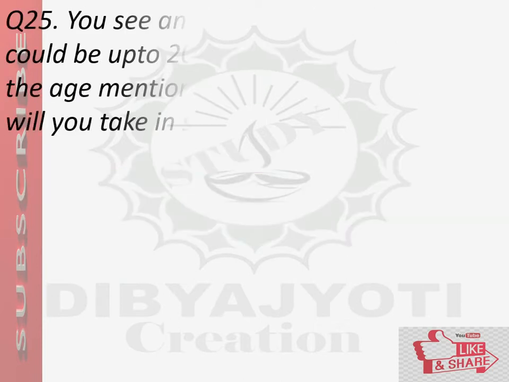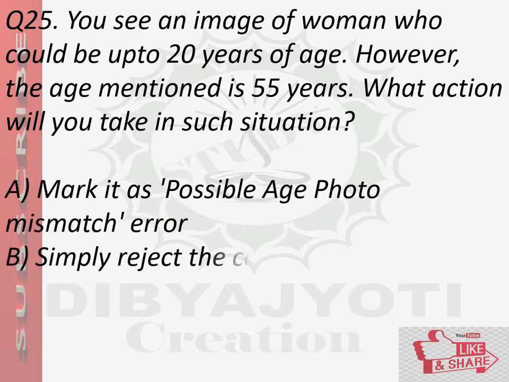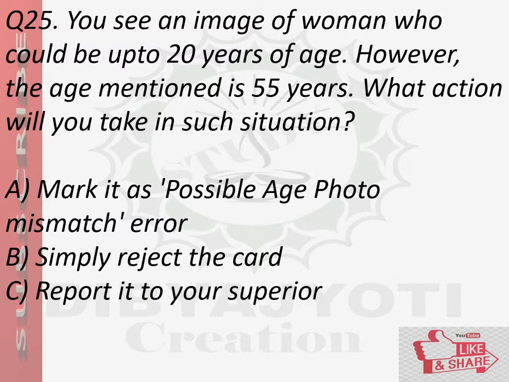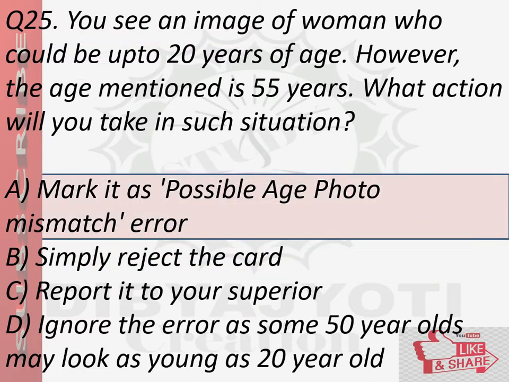Then next, you see an image of woman who could be up to 20 years of age. However, the age mentioned is 55 years. What action will you take in such situation? Options are: option A, mark it as possible age photo mismatch error. Option B, simply reject the card. Option C, report it to your superior. Option D, ignore the error as some 50-year-olds may look as young as 20-year-old. And answer is option A, mark as possible age photo mismatch error.